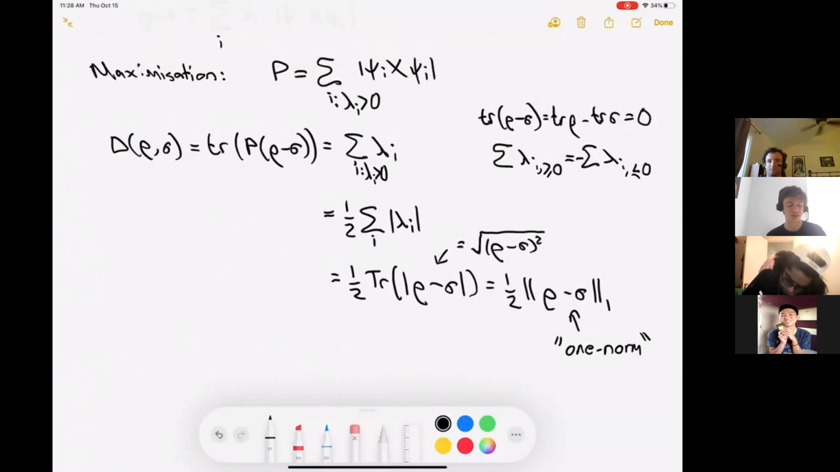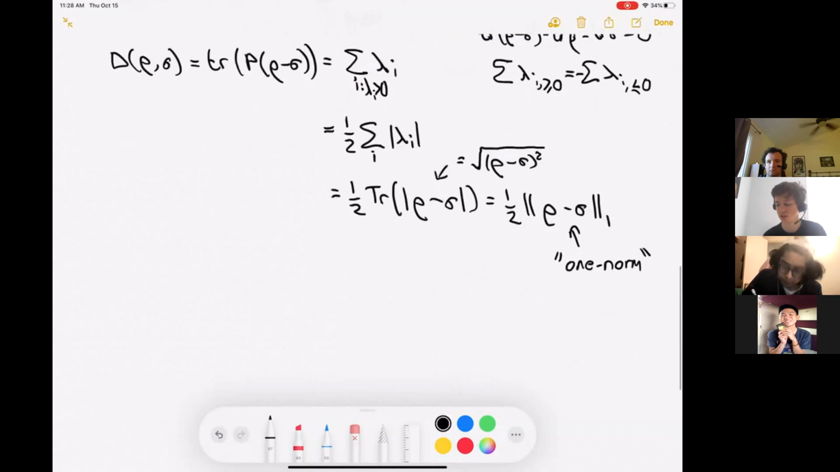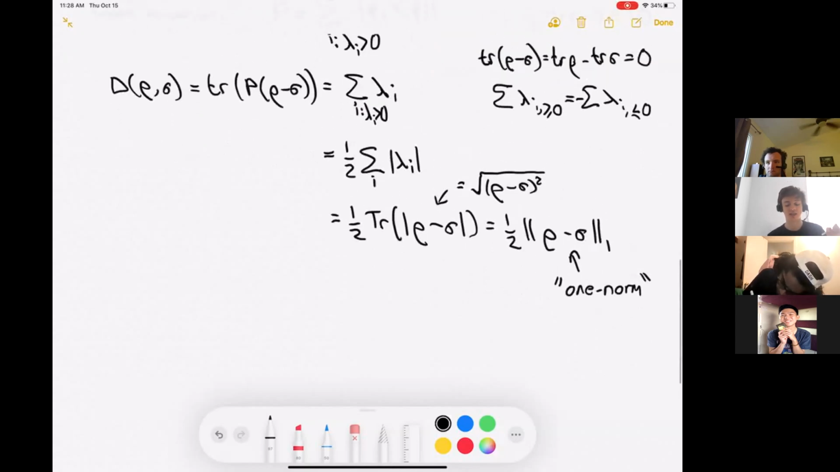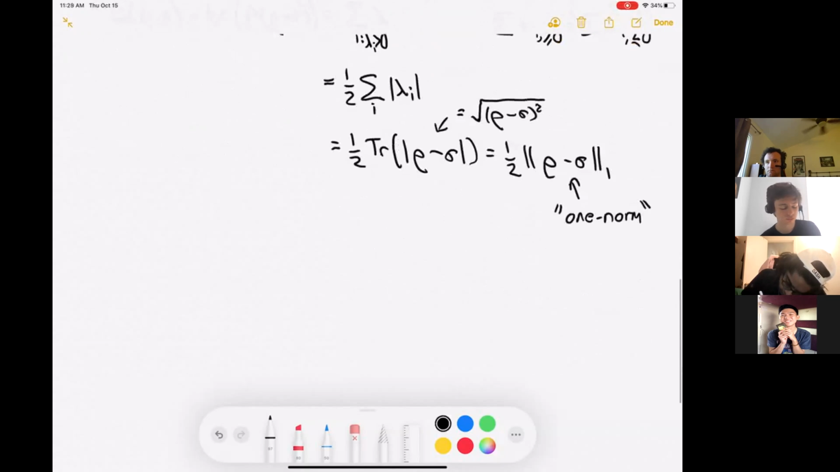The key point is that this distance between rho and sigma, defined by this operational definition in terms of how well you can distinguish them with a measurement, just ends up being the sum over the positive eigenvalues of rho minus sigma. Okay, so let's briefly discuss some nice properties that this trace distance has as a measure of how distinguishable states are.